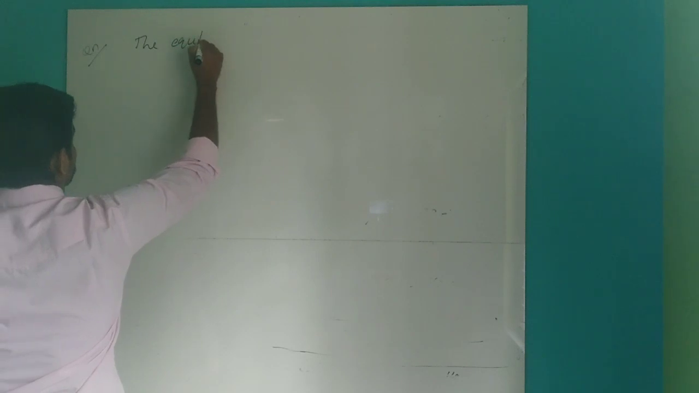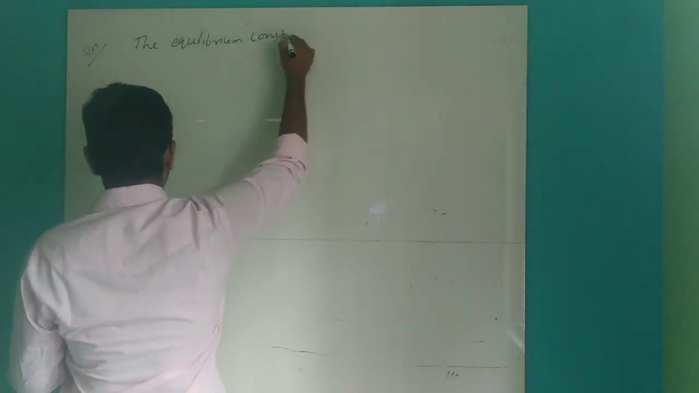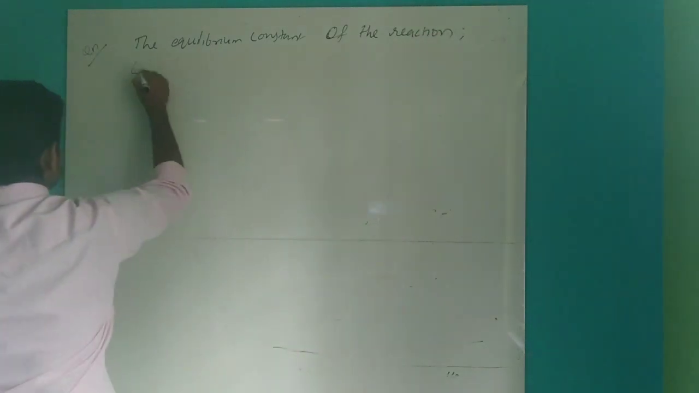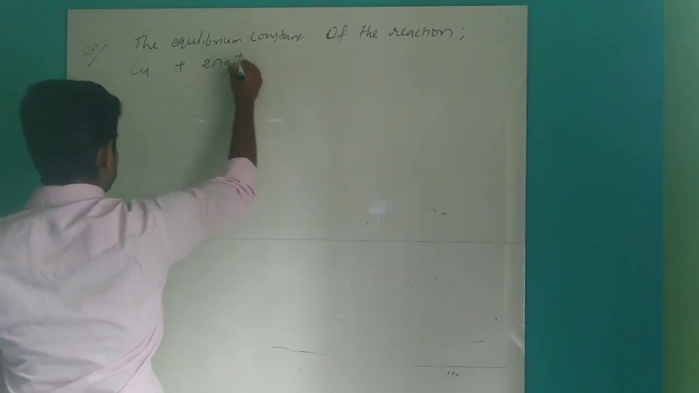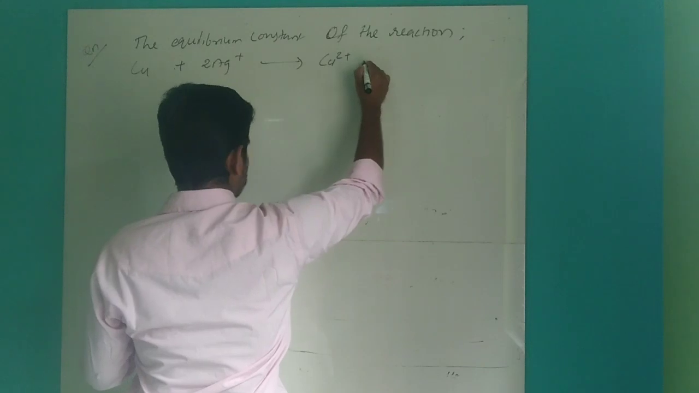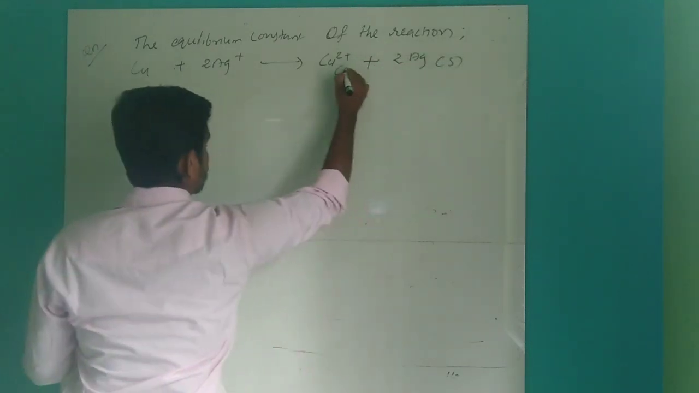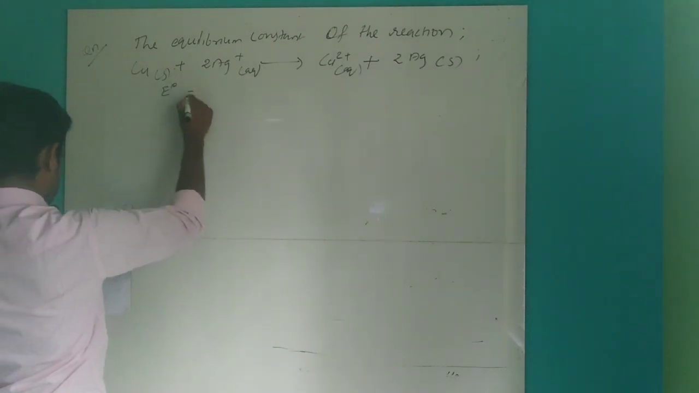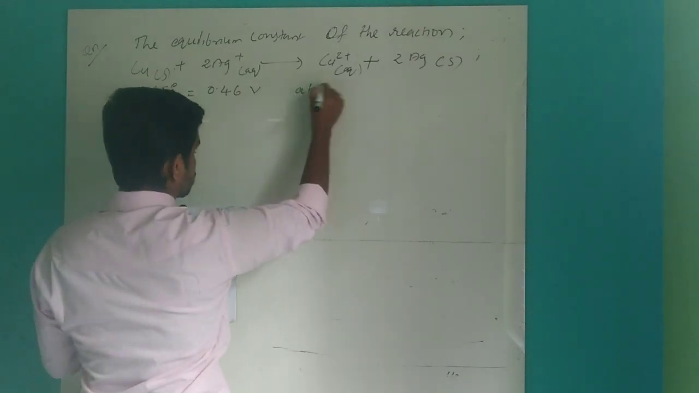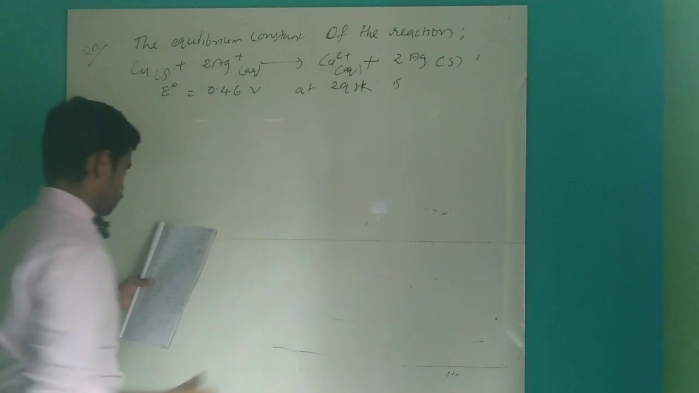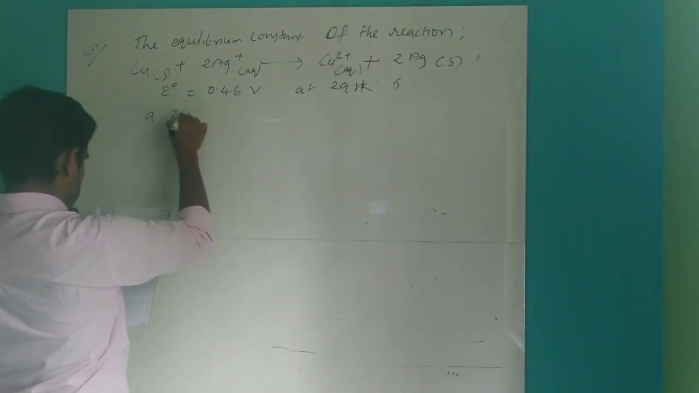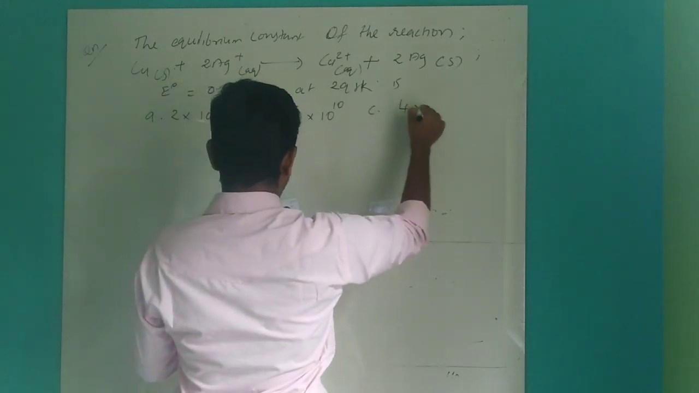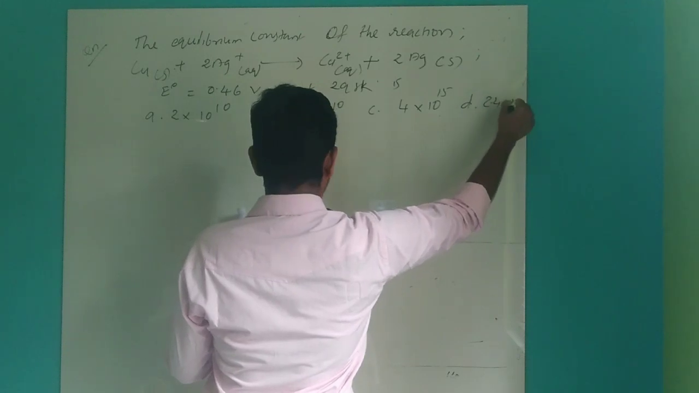The equilibrium constant of the reaction Cu solid plus 2Ag plus aqueous gives Cu2 plus aqueous plus 2Ag solid, E0 is equal to 0.46 volt at 298 Kelvin, is: option A 2 into 10 power 10, option B 4 into 10 power 10, option C 4 into 10 power 15, and option D 2.4 into 10 power 10.